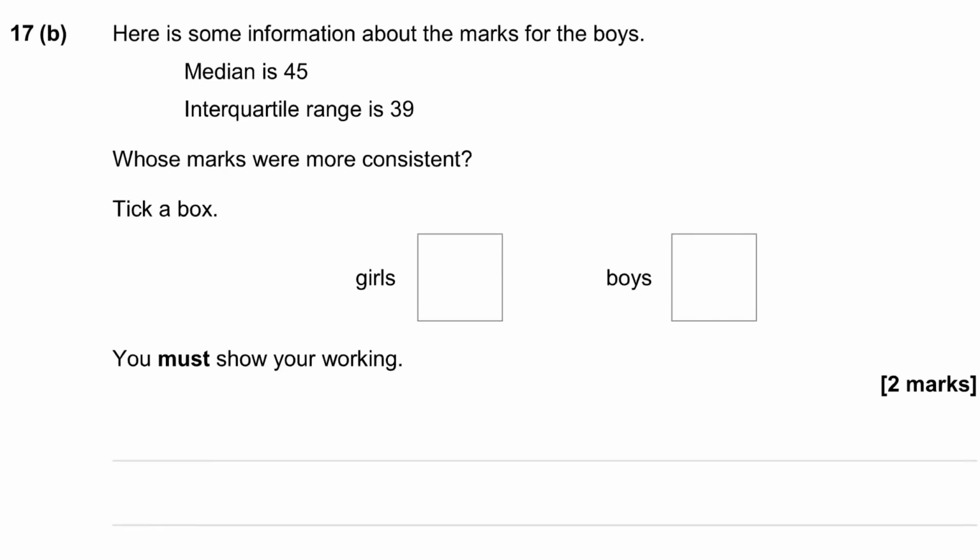So B, here is some information about the marks for the boys. We know the median is 45 and the interquartile range is 39. Whose marks were more consistent? Now consistency has got to do with the dispersion, and the measure for dispersion is the interquartile range. So if I want to compare their consistency, I need to know the interquartile range for the girls.